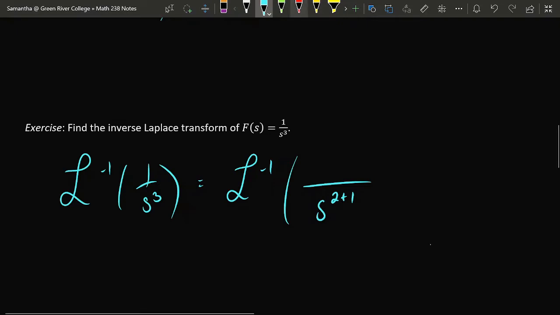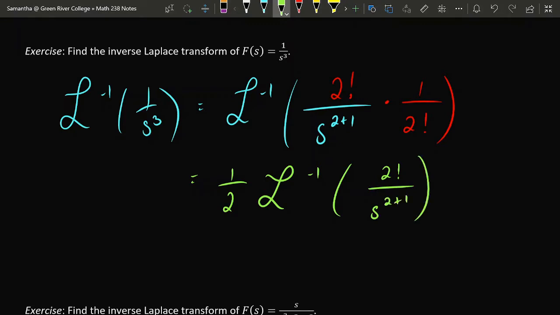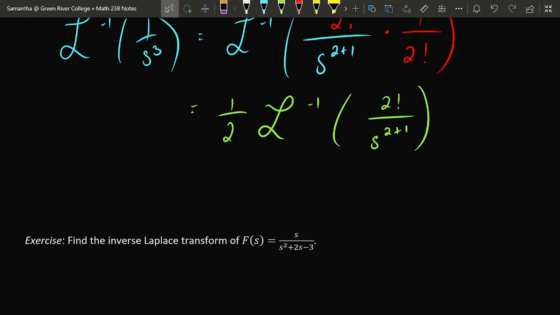So what I'm going to do is artificially put a 2 factorial in the numerator, but then I'm going to divide by the 2 factorial that I just put in. That way, nothing has changed from what I had before. This quantity is equal to what I started with. So I'm going to factor out that constant multiple of 1 over 2 factorial. And now I'm taking the inverse transform of something which is identical to one of the entries in my table, 2 factorial divided by s to the power 2 plus 1, and the table says that that is the same thing as t squared, t to the power 2.